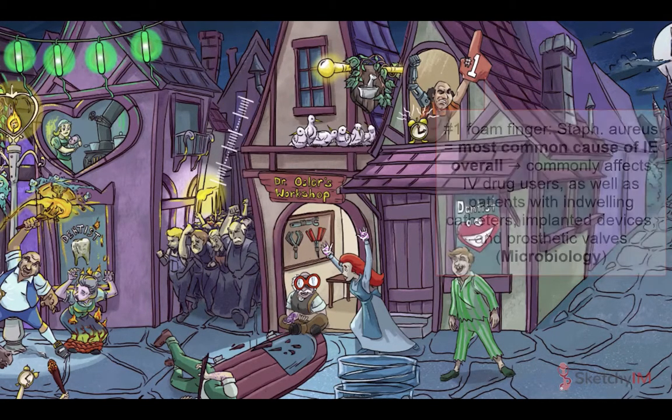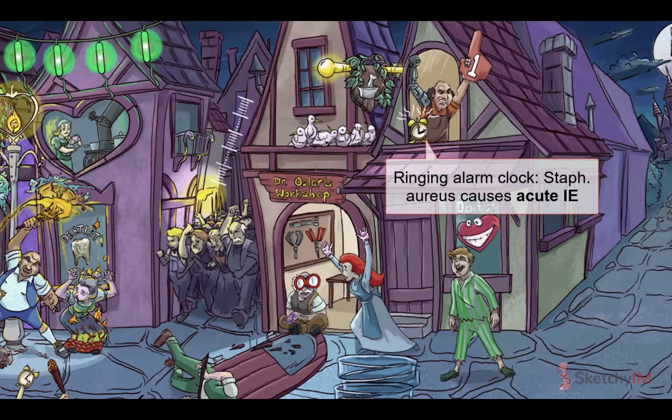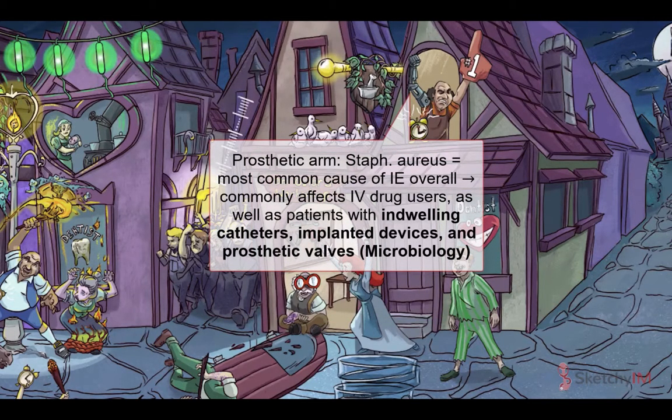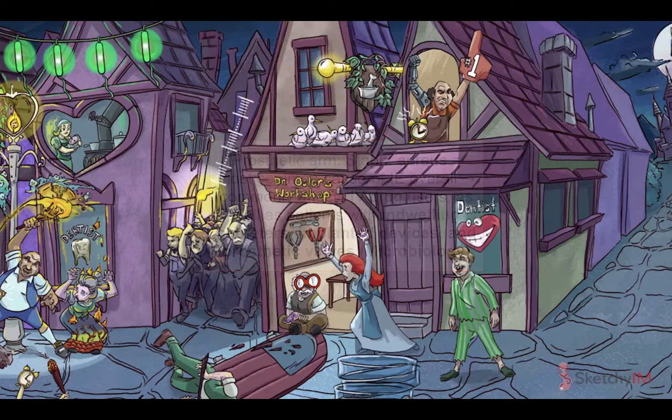Staph aureus most commonly causes acute and sometimes fulminant endocarditis. You definitely won't miss these patients when they present. Like we mentioned before, Staph aureus is the most common cause of endocarditis in IV drug users. Staph aureus is also one of the most common culprits in patients with artificial ingredients, like indwelling catheters, implanted devices, and prosthetic valves. Hence this guy's very artificial prosthetic arm.